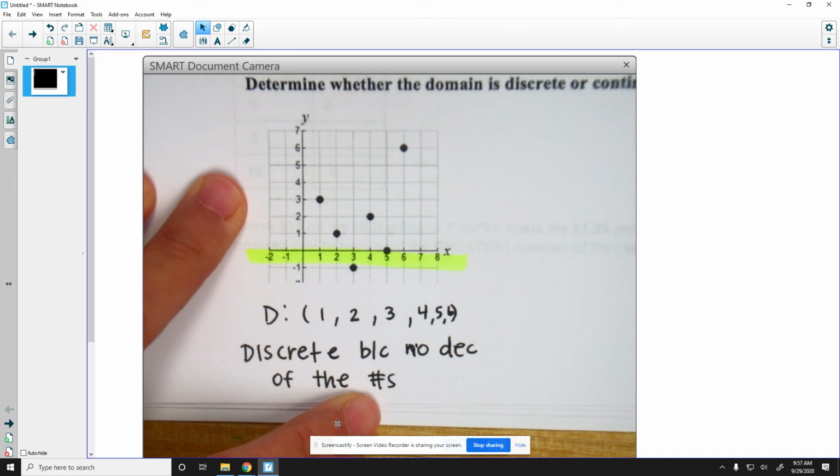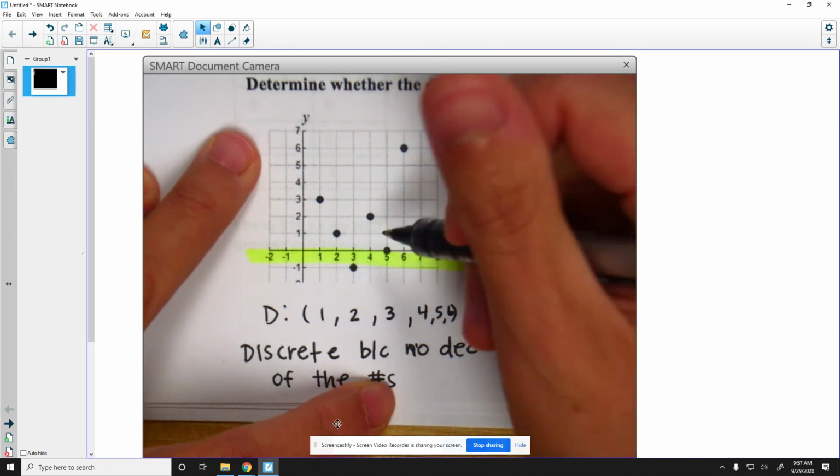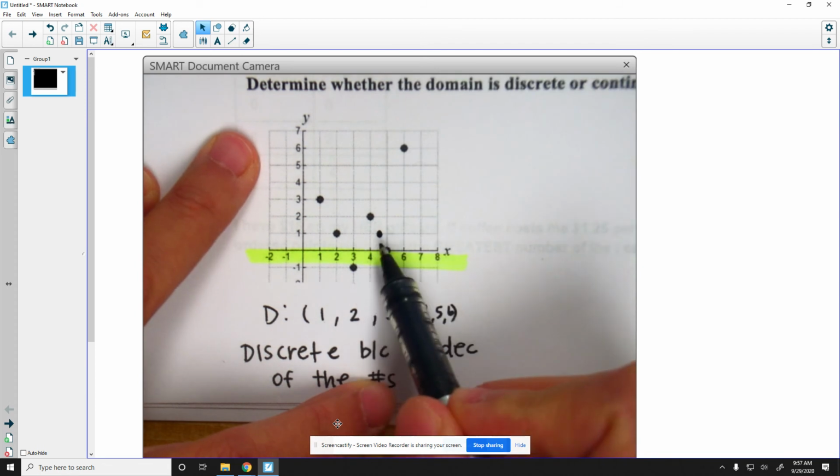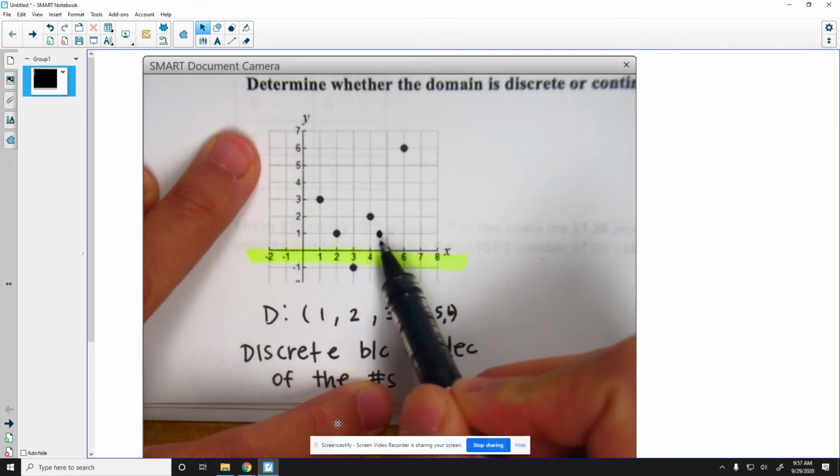Luis? What if there's a dot in between 3 and 4? Good question. What if there's a dot at 4.5? It's not a whole number, so is it discrete or continuous? It's still discrete because it's still just that specific dot.